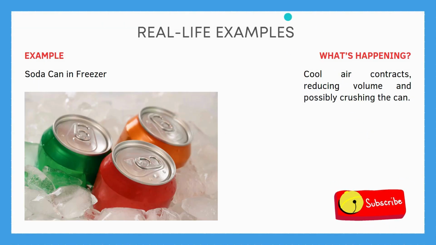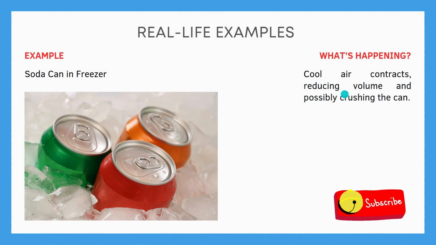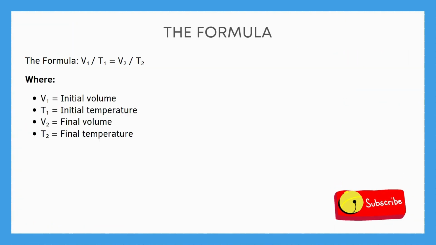The third example is your soda cans that are kept in the freezer. After a while, when the freezer becomes extremely cold, the cool air begins to contract and reduces the volume. After a while, the can gets crushed and the content of the can begins to spill out because of the reduction in temperature.